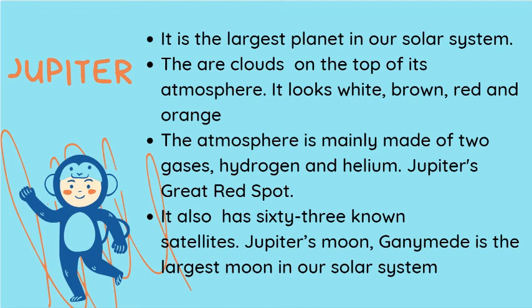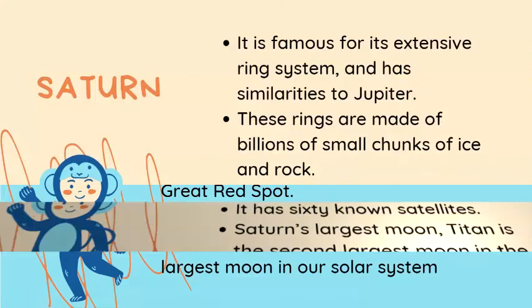Jupiter also has 63 known satellites. Jupiter's four largest moons are called the Galilean moons. They were discovered by Galileo, the first person to use a telescope to look at the heavens. They are Ganymede, Callisto, Io, and Europa. These four moons are very large. Some are even larger than the smallest planets. Jupiter's moon, Ganymede, is the largest moon in our solar system.